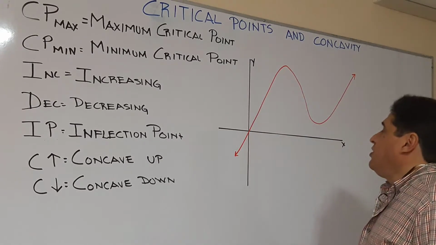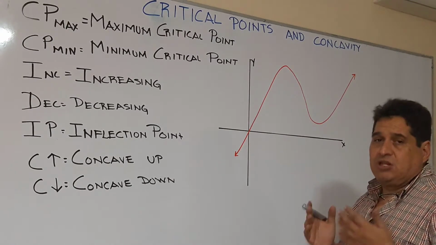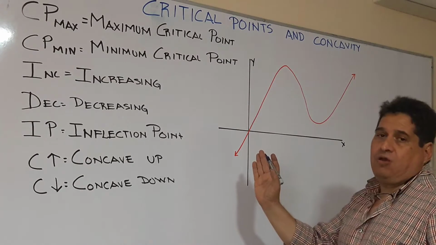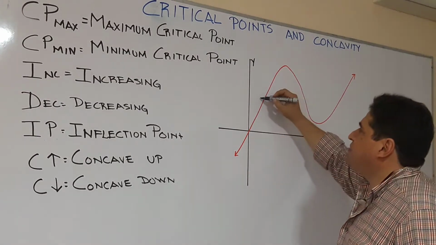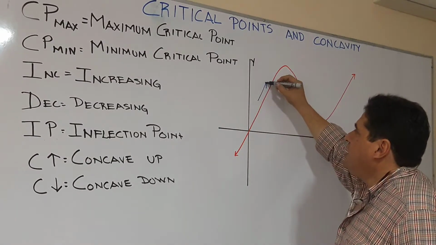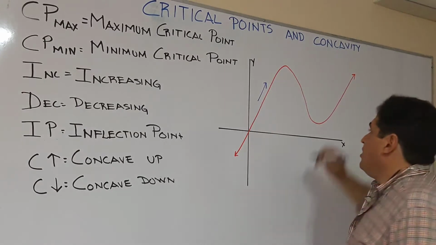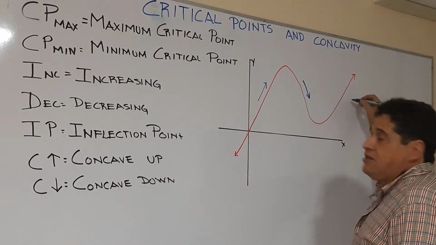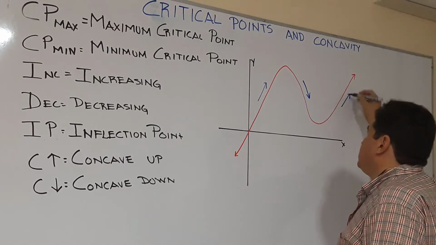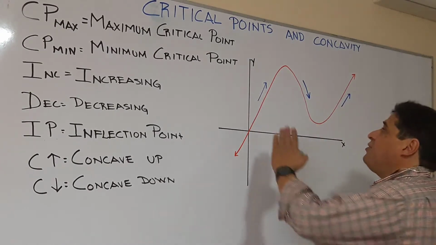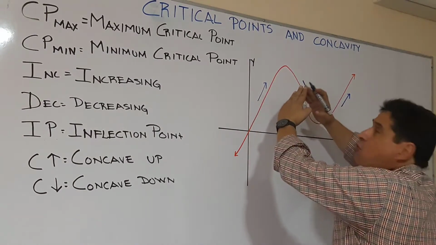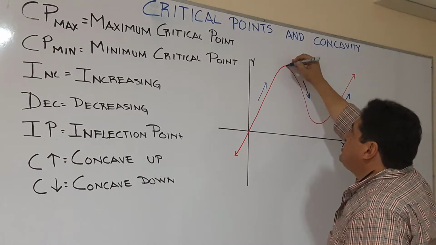Okay? So if we remember, the slope is our rate of change. In this case, it's growing from left to right. That means that it's positive, so it's going to be increasing. In this case, it's going to be decreasing, and in this case, it's going to be increasing. So, when I have an increasing slope, and it joins a decreasing slope, what about this point?